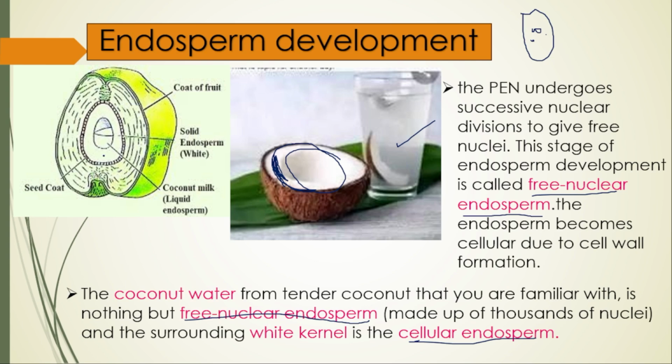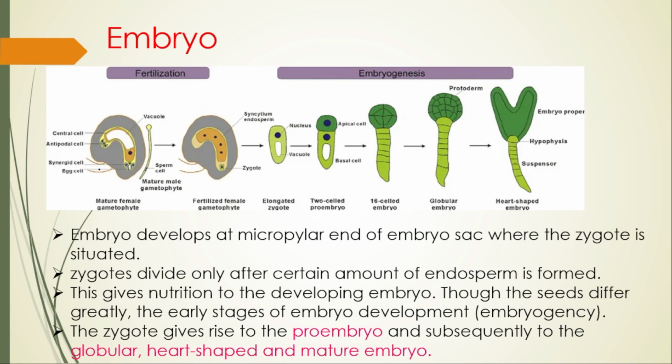Whereas this one, the white one, whatever the solid endosperm is there, that will be cellular endosperm. Next, after the endosperm formation, what happens? There will be development of the embryo, that is the next stage. So here in embryo development, what happens? The embryo develops at the micropyle end of the embryo sac, where the zygote is situated.